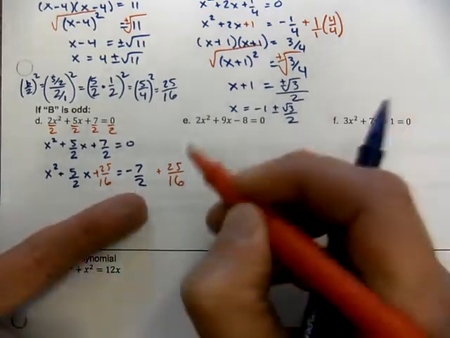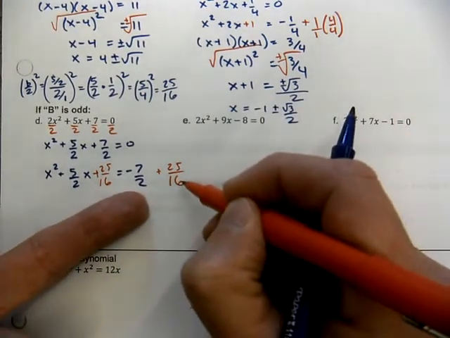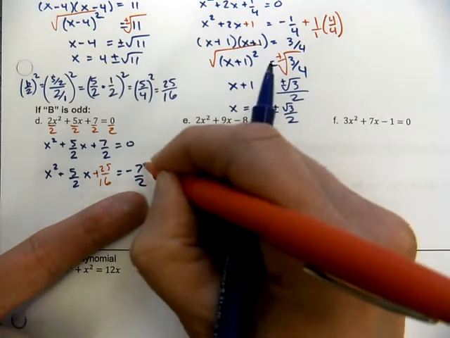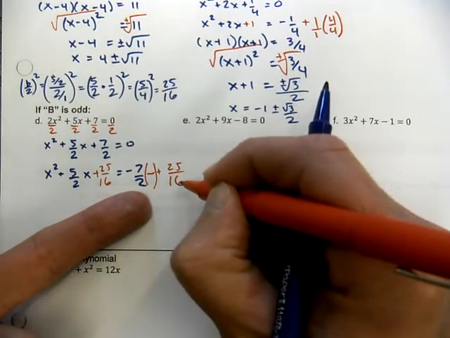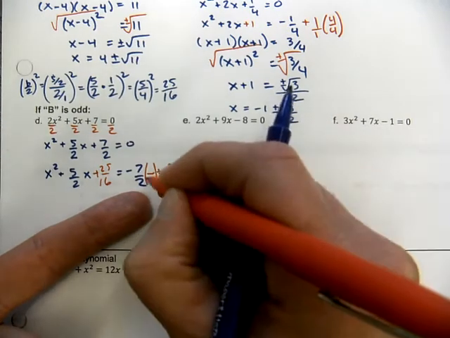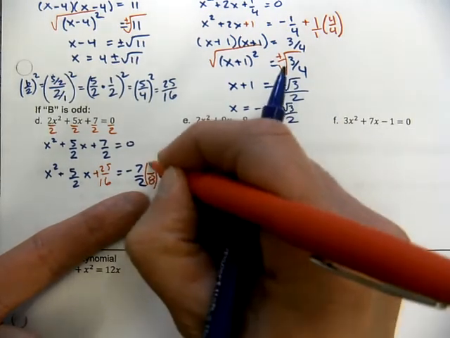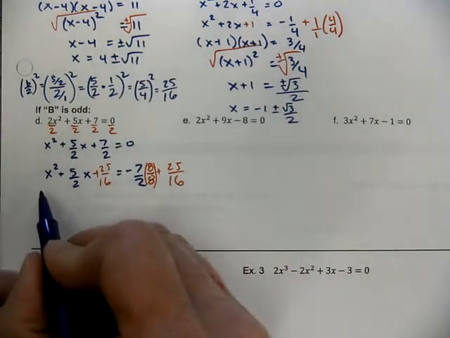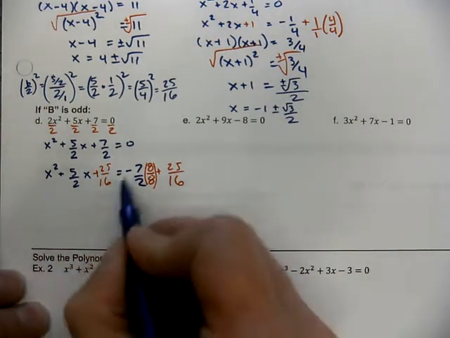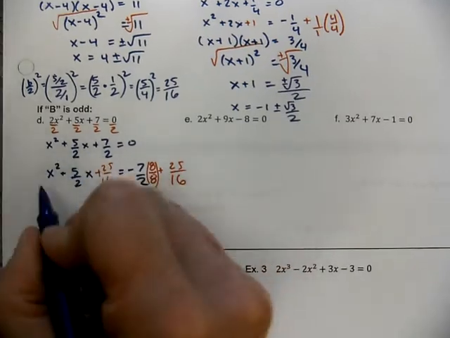And on the right-hand side, notice that we don't have a common denominator, so I need to multiply that negative 7 halves by something so I can create a common denominator of 16. So we will want 8 over 8. That's my multiplier. So there's a couple of issues going on here. We have to think about how we're going to factor this.